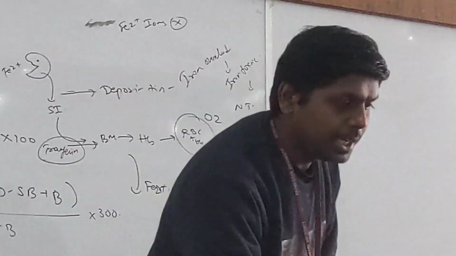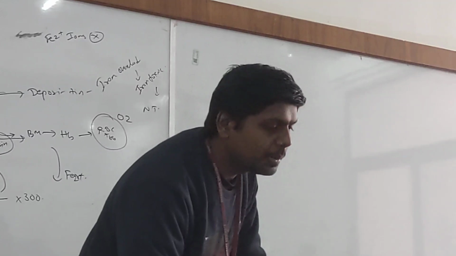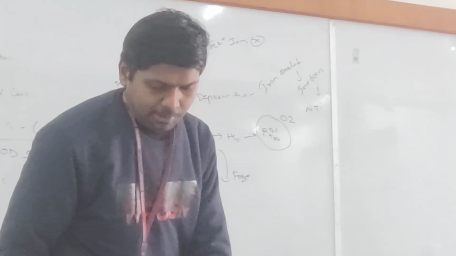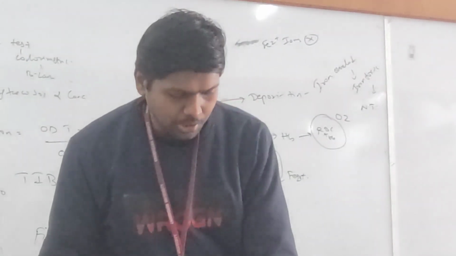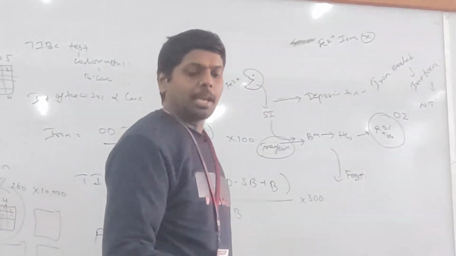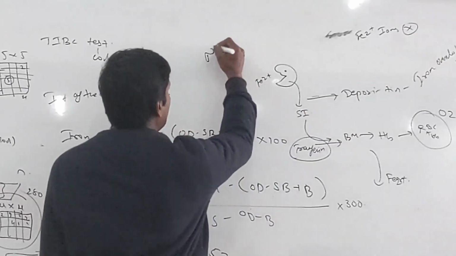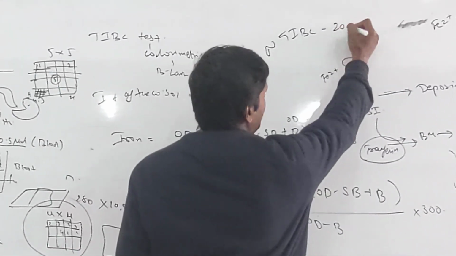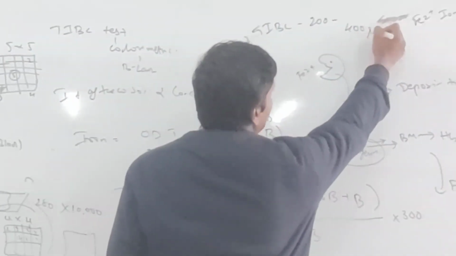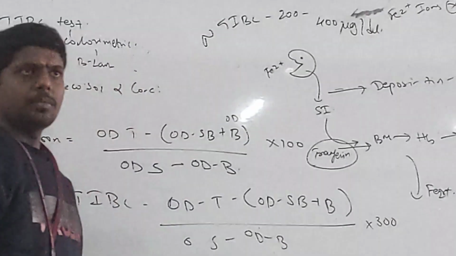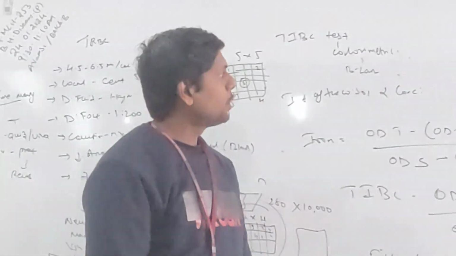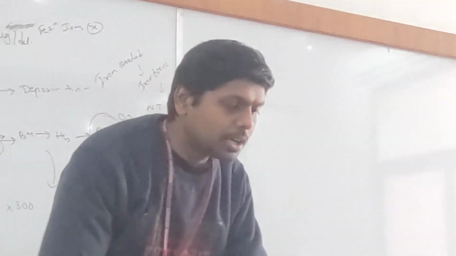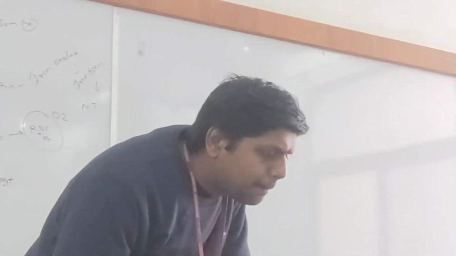Yes. I think I need to tell a few more points here. Keep in mind, these are important. The normal TIBC value, write it down. The normal TIBC is 250 to 400 micrograms per deciliter. Normal total iron binding capacity is 200 to 400 micrograms per deciliter. This is the normal TIBC value.